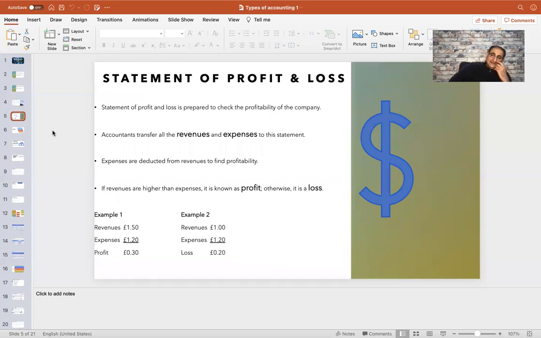The first financial statement which we are going to discuss is the statement of profit and loss. So why is this statement prepared? This statement is prepared to check the profitability of a company. So the next question is, what is profitability? I will explain to you about profitability, but first of all, I want to define two other terms. And these two terms are revenues, which are also known as income, and expenses.